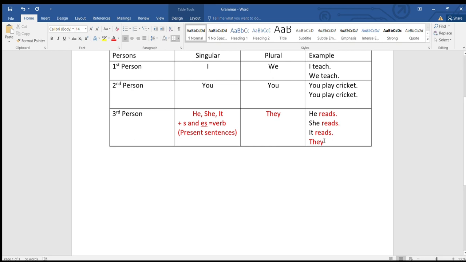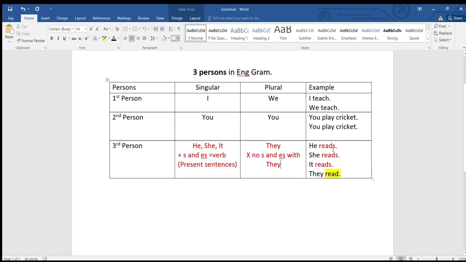Any guess? If we are saying he reads, she reads, it reads, what would we do? We would say they read. We are not going to use any S or ES in the end of the verb when it comes to third person plural. So we would say no S and ES with they. All right, that's the rule.